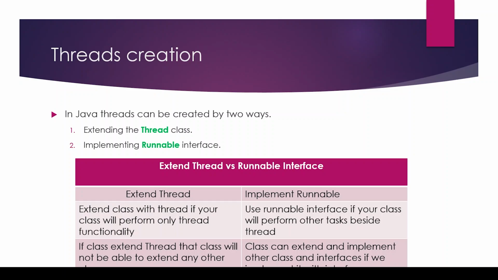If a class extends Thread, that class will not be able to extend any other class. A class can extend another class and implement interfaces if we implement Runnable. So these are the basic differences between both of them, and this is all about threads.